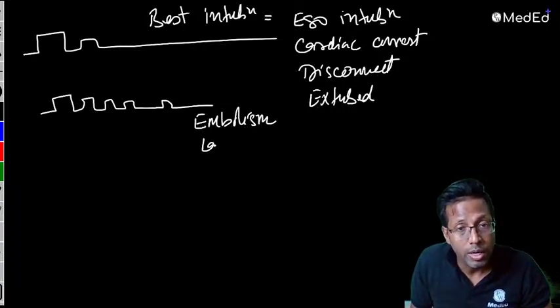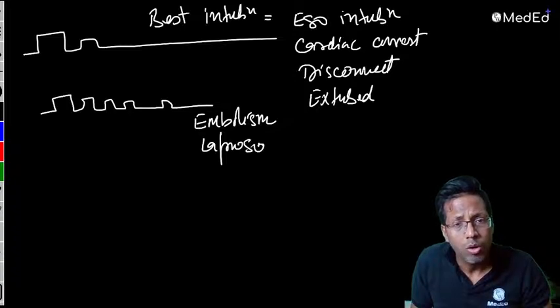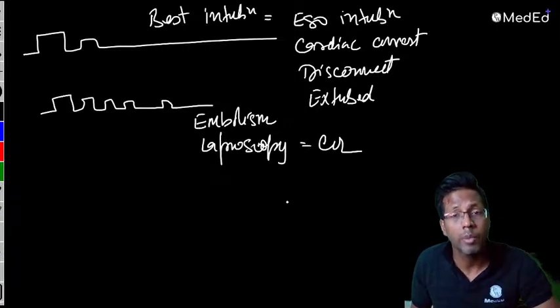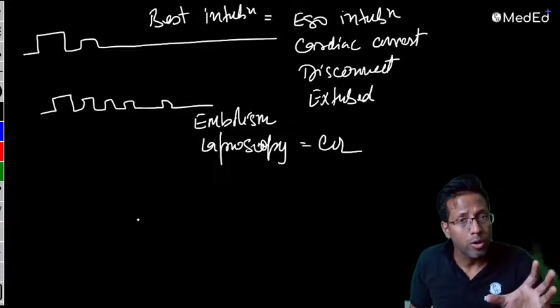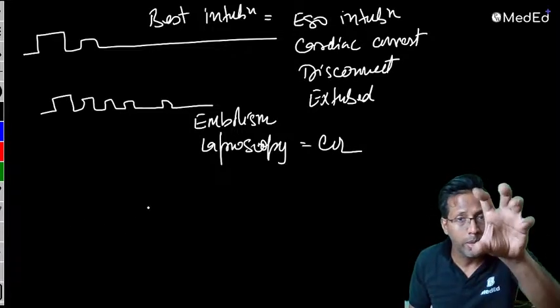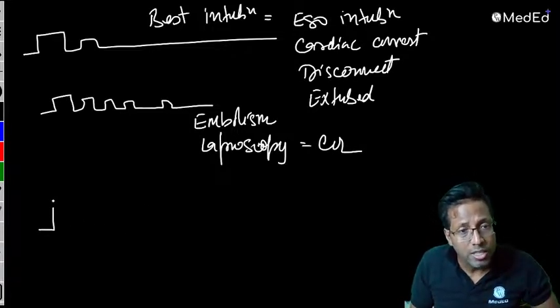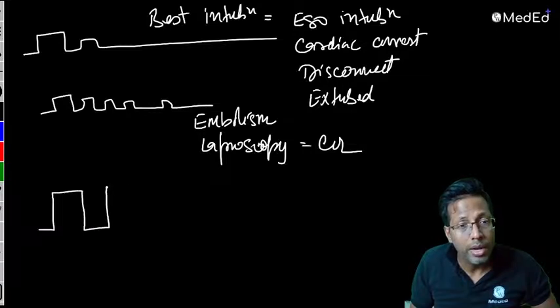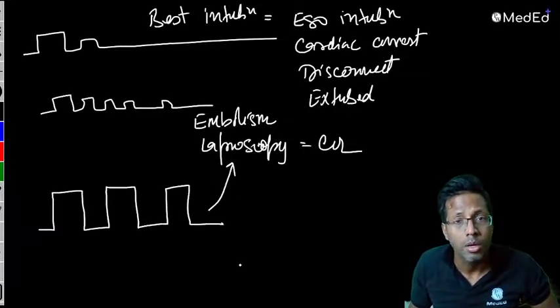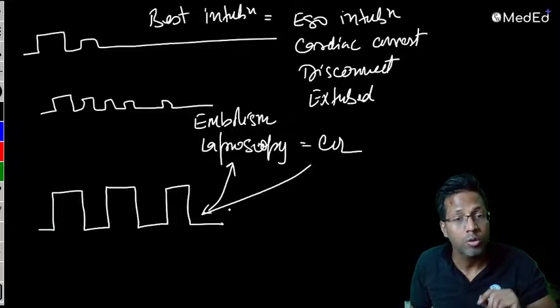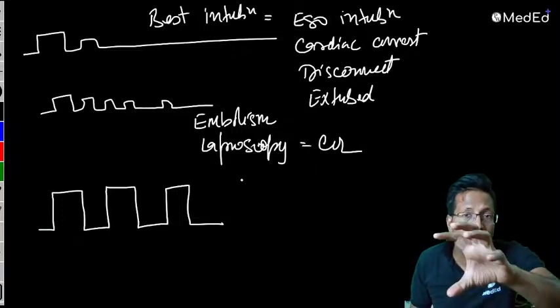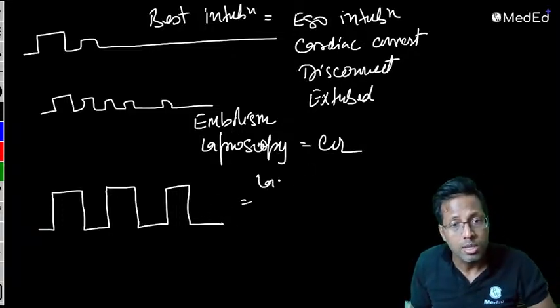Embolism, and especially during laparoscopy. Why? Because when you are using laparoscopy, remember we insufflate the abdomen with carbon dioxide. So when the carbon dioxide is insufflated, it will be absorbed in the bloodstream. So you expect the graph to go up in laparoscopy. In fact, this is the graph which you should get with laparoscopy, because some amount will get absorbed in the bloodstream.